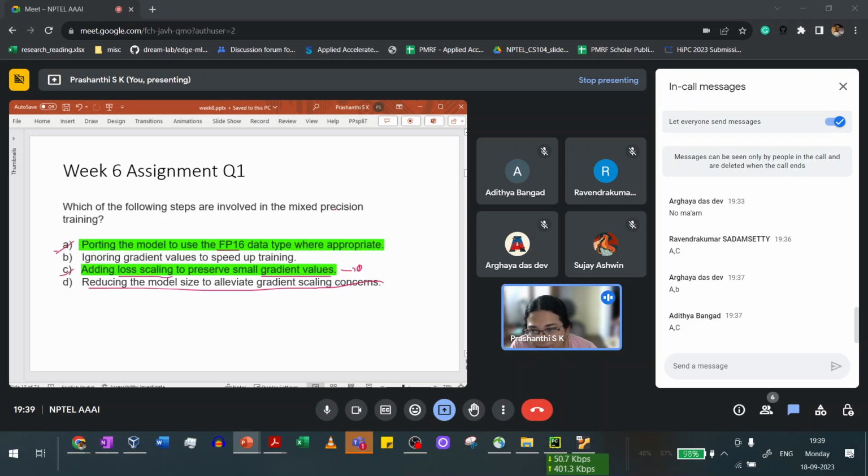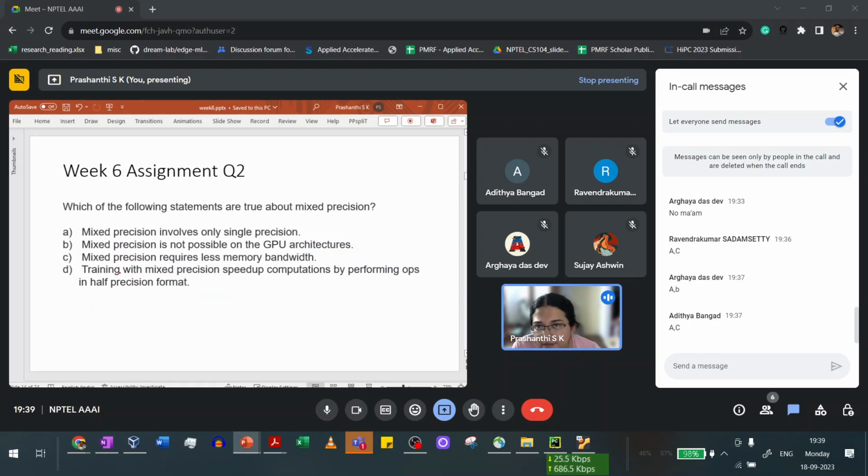By default I will move to the next question quickly for these, but if you have any doubts, please put that on chat. Which of the following are true about mixed precision? A, involves only single precision; B, not possible on the GPU architectures; C, mixed precision requires less memory bandwidth; D, training with mixed precision speeds up computations by performing operations in half precision format.